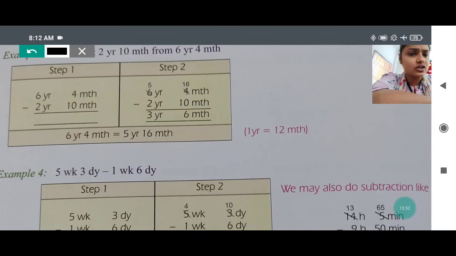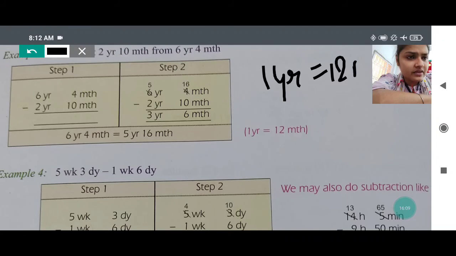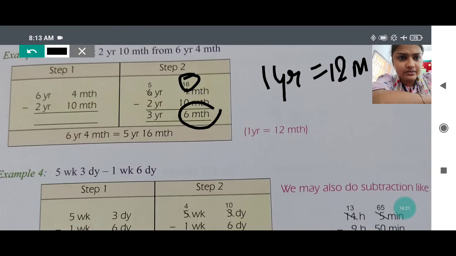4 minus 10. Is 4 minus 10 possible? No, it is not possible. So we will take one carry from the year. When we are taking 1 year, we are taking 12 months. We are not taking 1 year, we are taking 12 months. So that 12 months will get added with this 4 and it will become 16. Now 16 minus 10, we get 6 months.